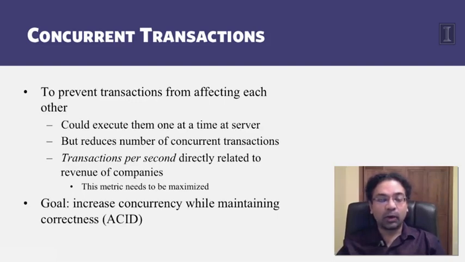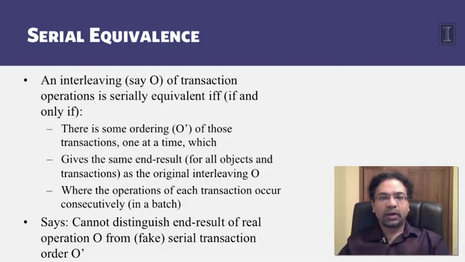You want to maximize this metric, but at the same time, you also want to make sure that your system is correct. In other words, it maintains the ACID properties. So that is the challenge overall in concurrency control. How do you increase the level of concurrency? How do you increase transactions per second? How do you allow more and more transactions to execute concurrently while still not violating the ACID properties for transactions? So therein comes the concept of serial equivalence, an interleaving of a transaction's operations.